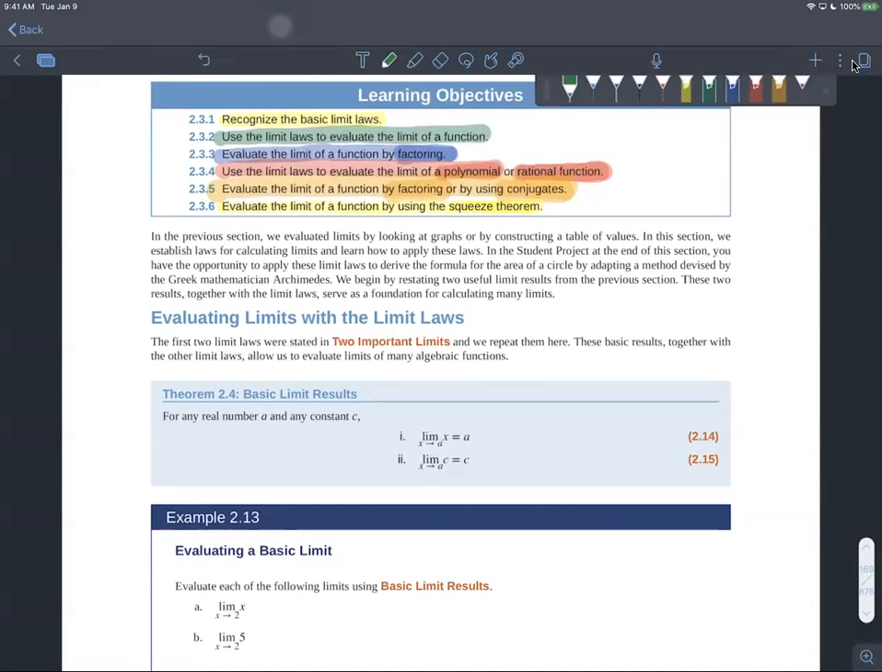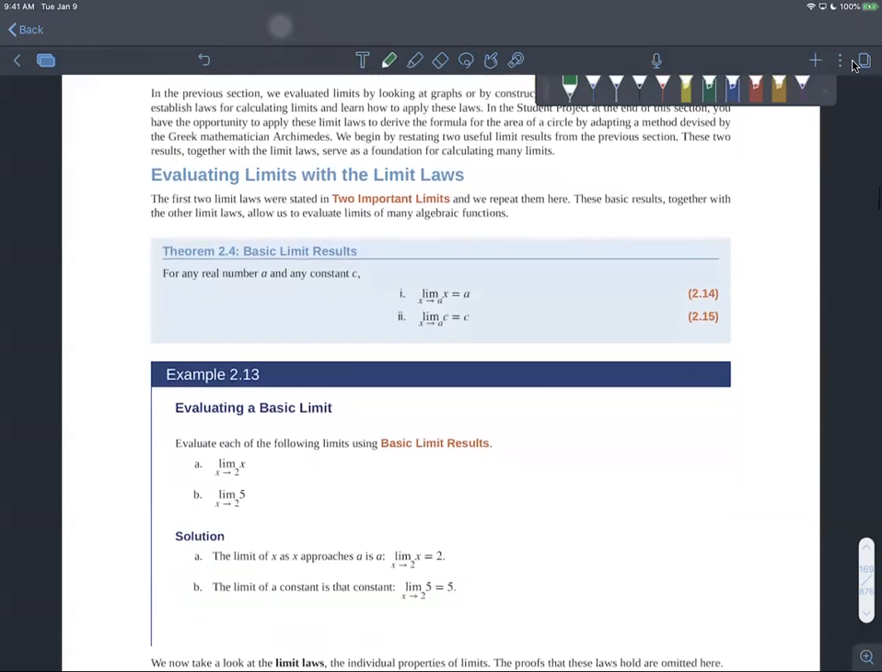Okay, so evaluating limits with the limit laws. The first two limit laws were stated in two important limits, and we repeat them here. These basic results, together with the other limit laws, allow us to evaluate limits of many algebraic functions. Okay, and we looked at these during lecture, hopefully you attended that.